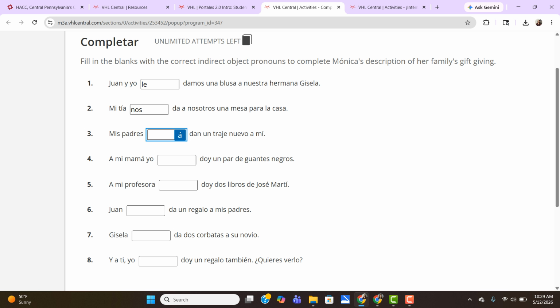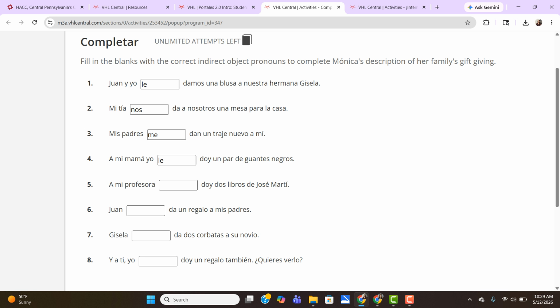Okay, no time lapse here. I'm jumping right in. Mis padres me dan un traje nuevo a mí. Mi mamá y yo. Oh, sorry. See, I misread because I said me. No. It's a mi mamá. A mi mamá is my indirect object because of the a. A mi mamá, yo doy. I give a pair of black gloves to my mom. Le. That is showing you that your indirect object isn't always in the front. Your subject is still here. But this is actually your indirect object, a mi mamá.